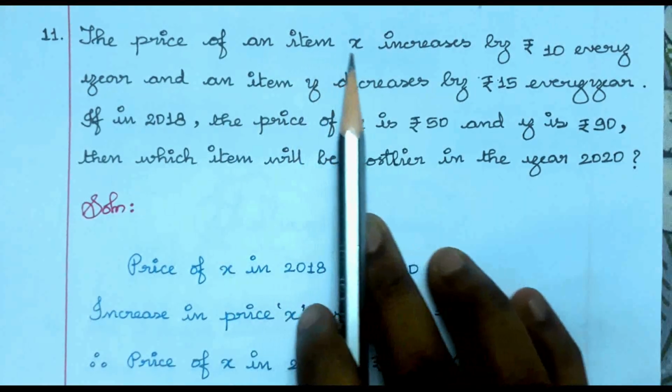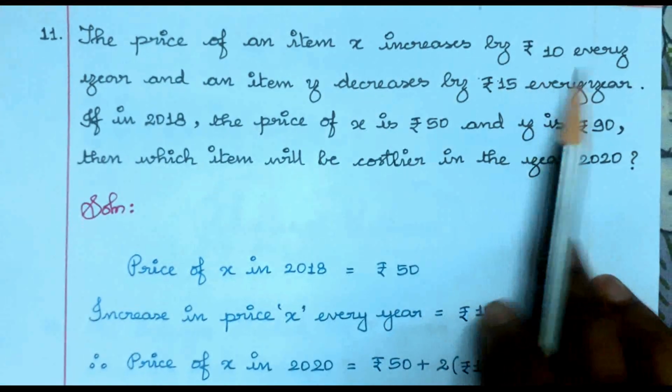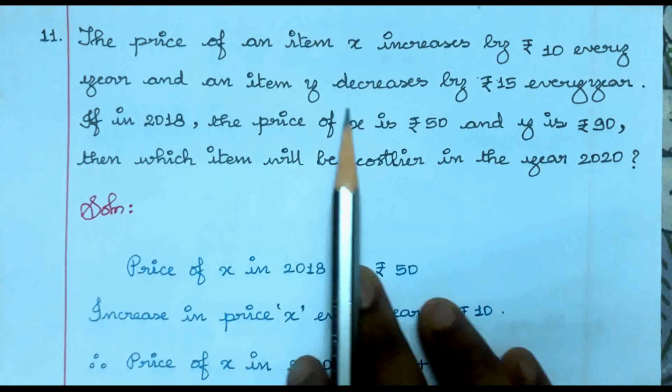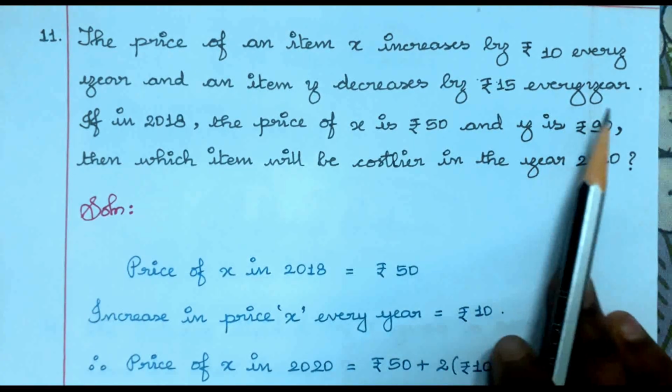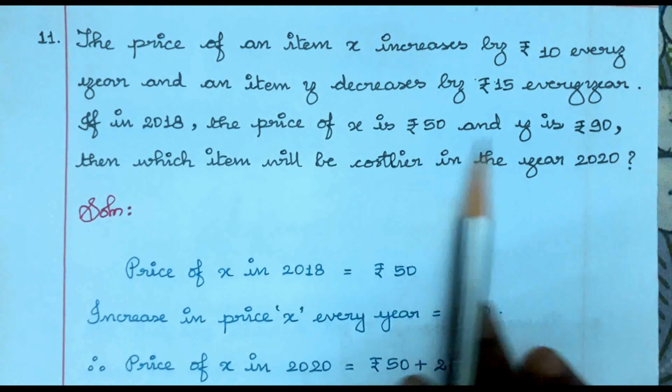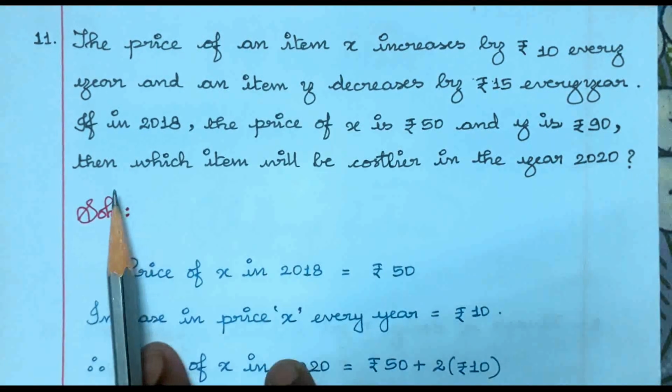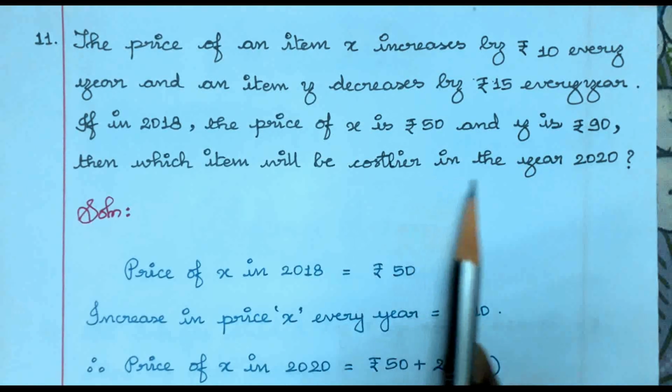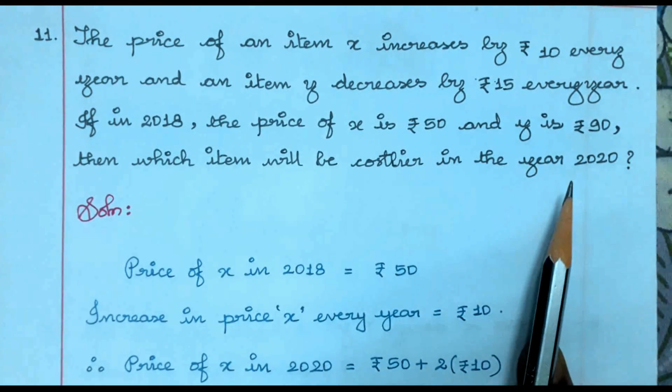The next question, 11th question, it is also a word problem, quite interesting. The price of an item X increases by rupees 10 every year and an item Y decreases by rupees 15 every year. If in 2018 the price of X is rupees 50 and Y is rupees 90, then which item will be costlier in the year 2020?